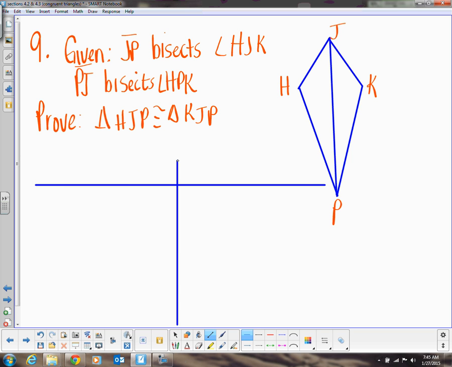All right, so what can you tell me if JP bisects angle HJK? What should be produced? Travis, if I cut an angle in half, what should be produced? An angle. How many angles? So if I'm cutting this in half, what should happen? You see the two separate angles? Would it be this one and this one? If I cut this in half, do I produce two little angles? I'm not going to produce two equal segments. I'm going to produce two equal angles.